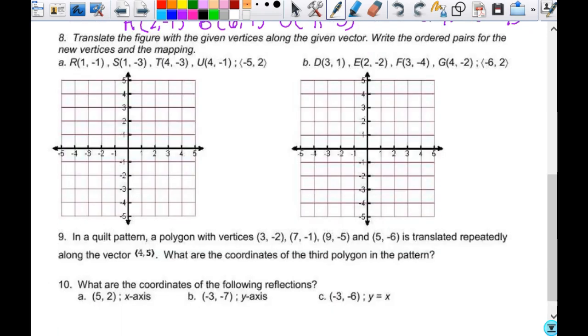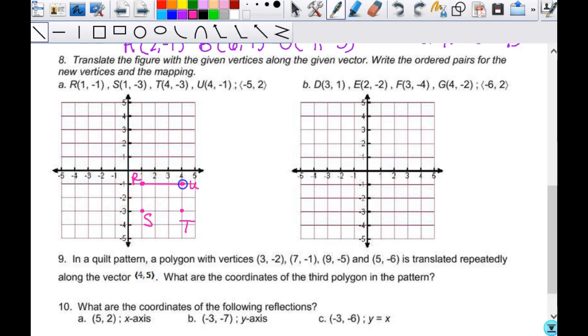So we're going to translate the figure with the given vertices along the given vector, write the ordered pairs for the new vertices, and the mapping. All right, so I'm going to plot my points. Go to 1, -1. That's R. 1, -3. That's S. 4, -3. T. U is 4, -1. And I think I'm going to move my R. Right, so then I'm going to connect my dots here.